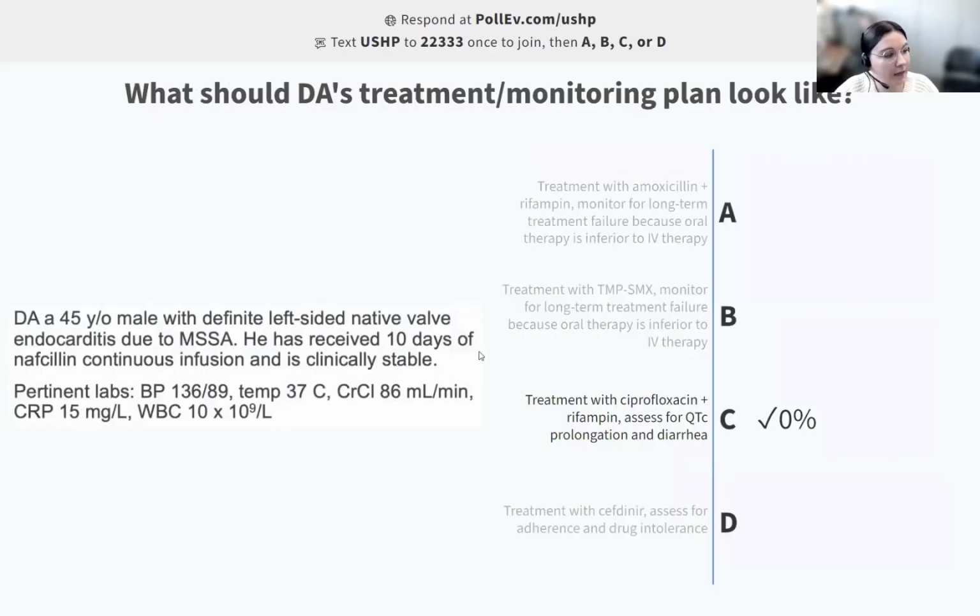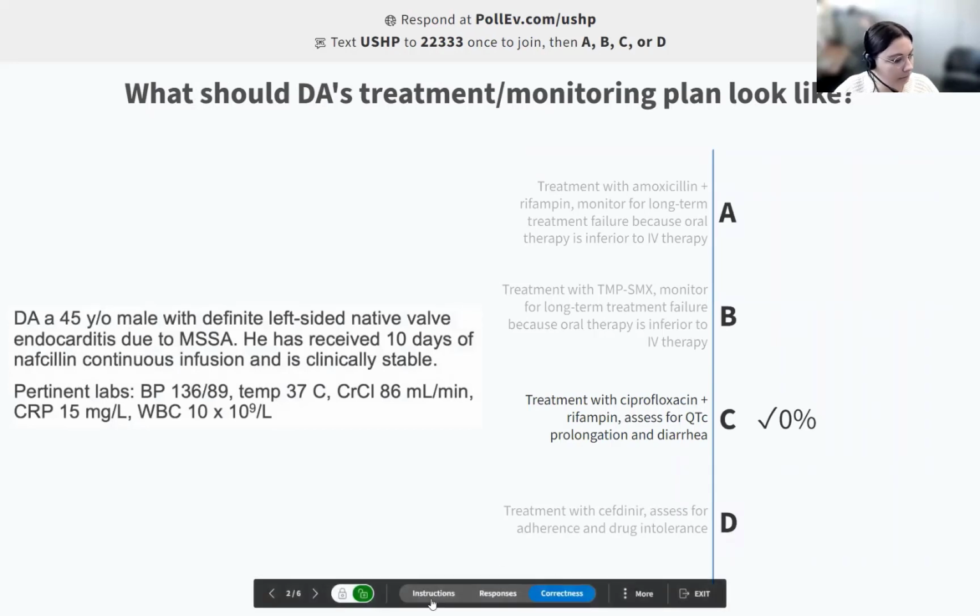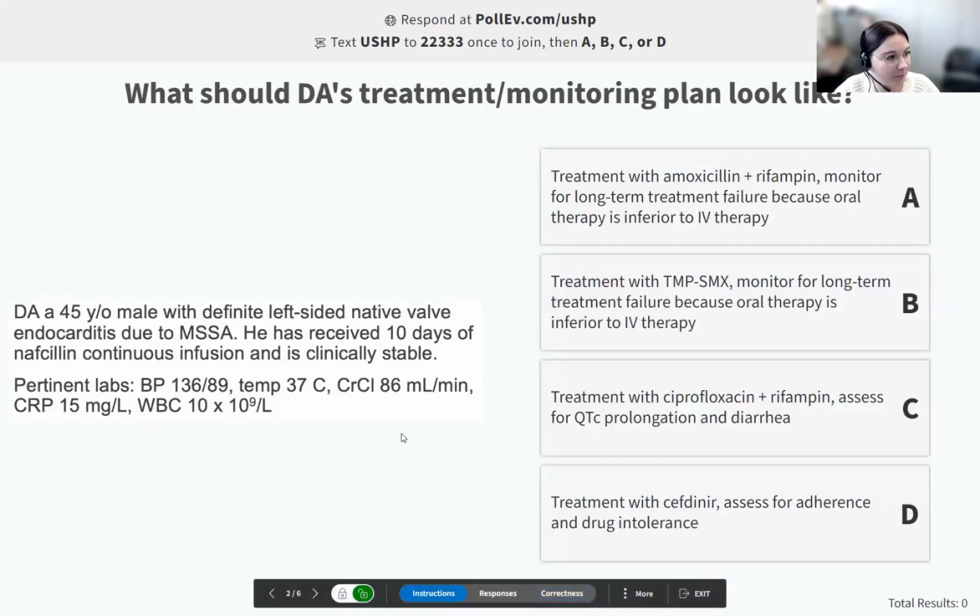All right, so same case. Oops, sorry. Might have just given that one away. What should DA's treatment and monitoring plan look like?